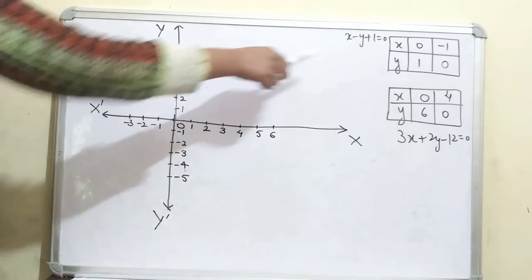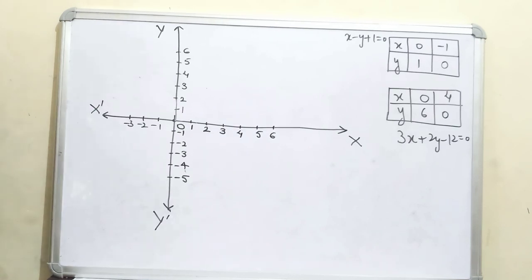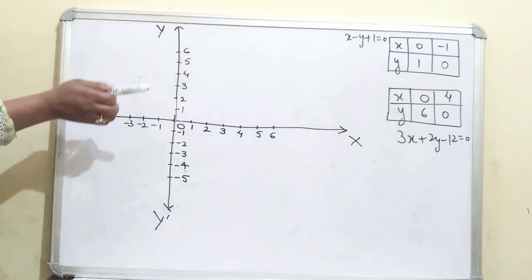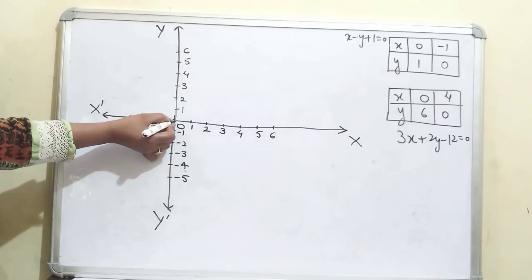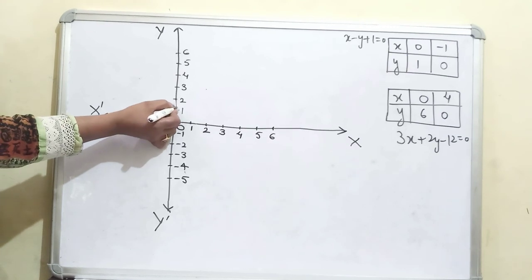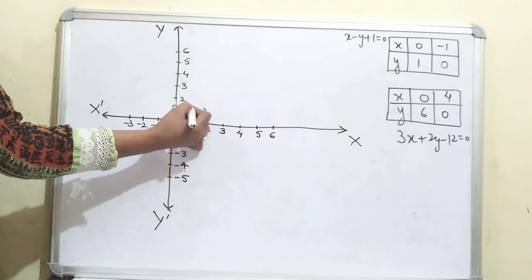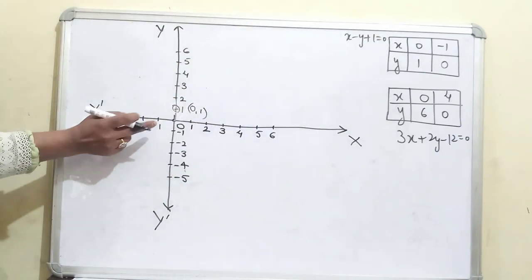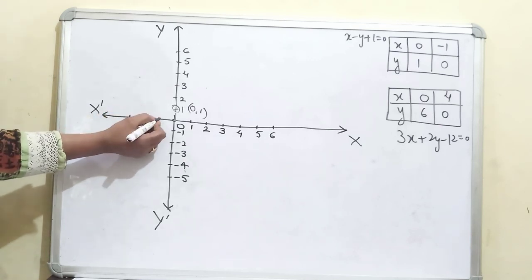So the first equation is x minus y plus 1 equal to 0, and the table is here in front of you. Now we have to plot those values here on the graph. The first value is x equal to 0 and y is 1. So the point will be here when x is 0 and y is 1. The second point is x equal to minus 1 and y is 0. That means this is the point.